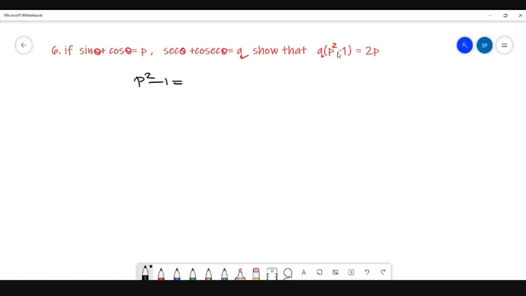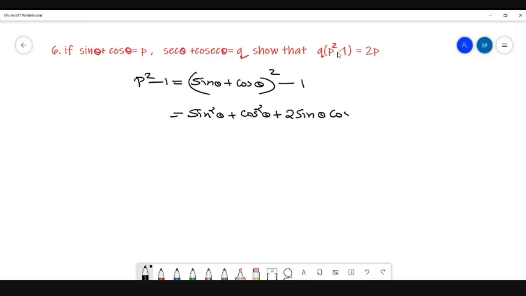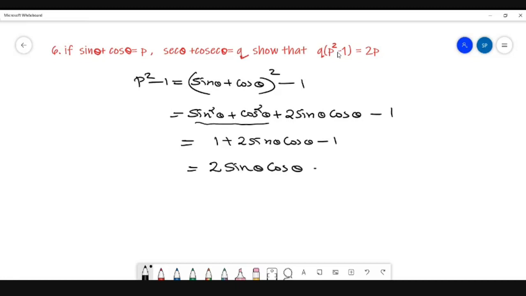P square minus 1 means p you can write it as sin theta plus cos theta the whole square minus 1. Now expand by using a plus b whole square. A square plus b square plus 2a into b minus 1. Now we have sin square theta plus cos square theta, that is 1, plus 2 sin theta into cos theta minus 1. So positive 1 and negative 1 get cancelled. We get here 2 sin theta into cos theta. That is p square minus 1.